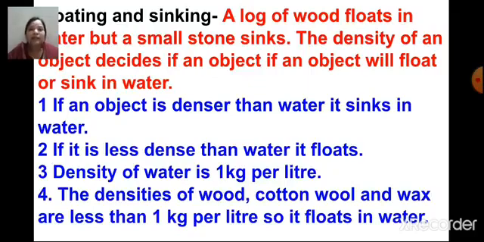Now understand, if an object is denser than water, it sinks in water. If it is less dense than water, it floats in water. Now, what is the density of water? The density of water is 1 kg per liter. It means 1 kg of water weighs 1 liter. Density of water is 1 kg per liter.